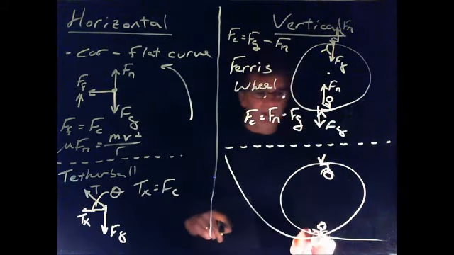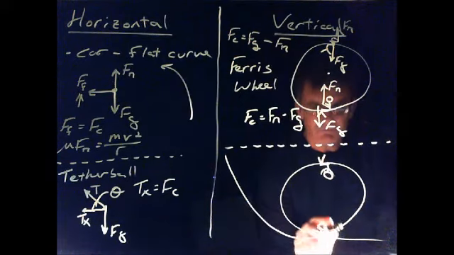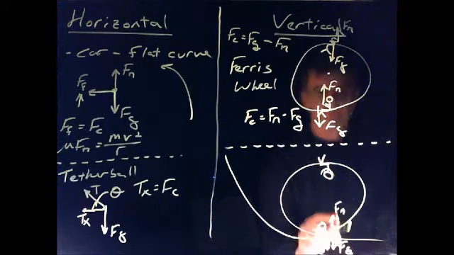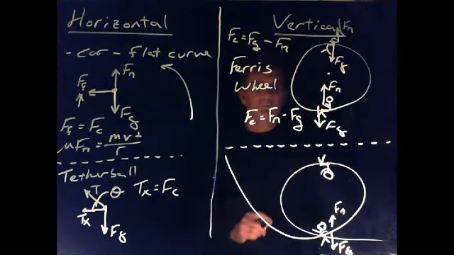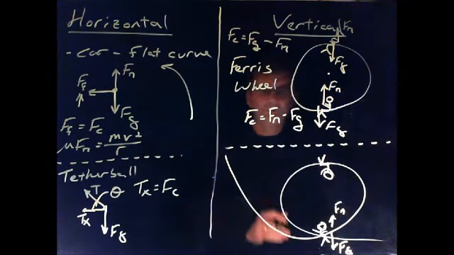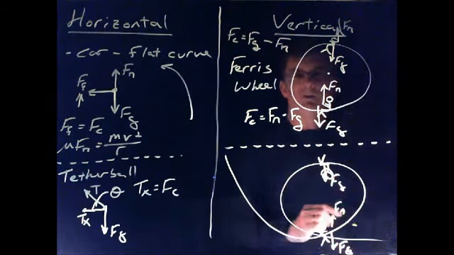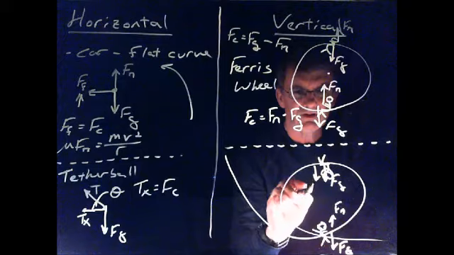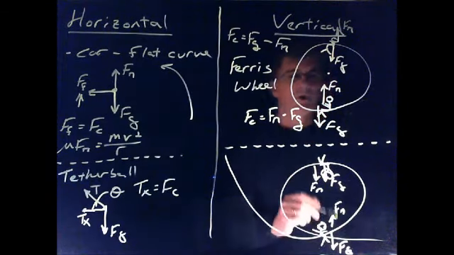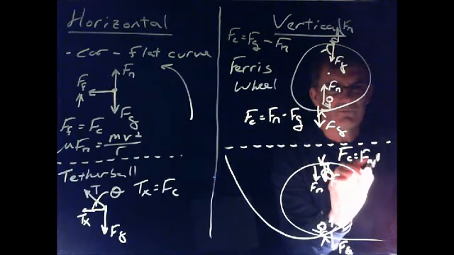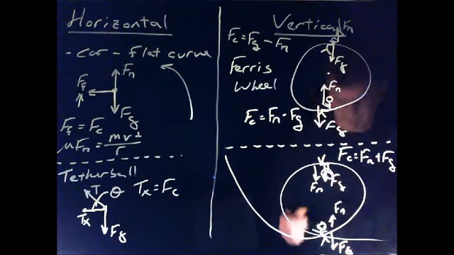Well, the forces at the bottom are the same as at the bottom of the roller coaster, since we're upright, or as a Ferris wheel, since we're upright. Gravity is down, and the normal force is up. But up at the top, though, a little bit different. Gravity is downward. Gravity is always downward. But the normal force from the feet is also downward. So our centripetal force at the top is the normal force plus the gravitational force.